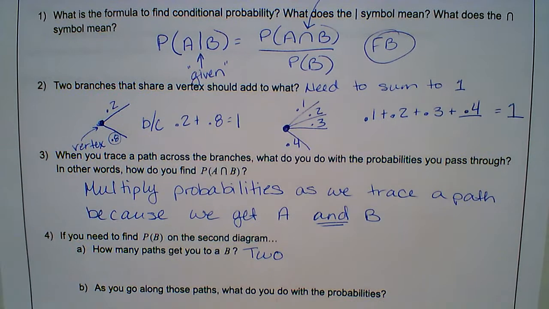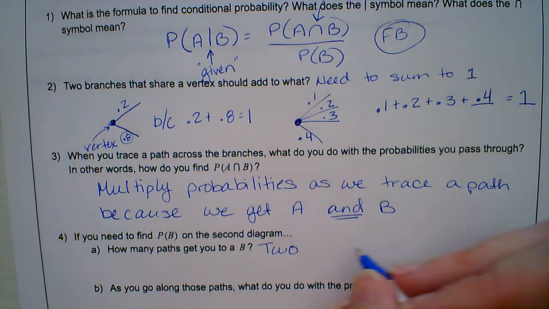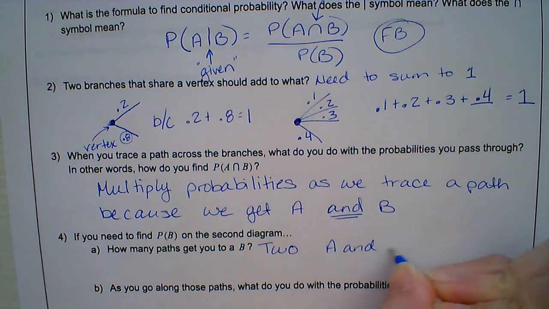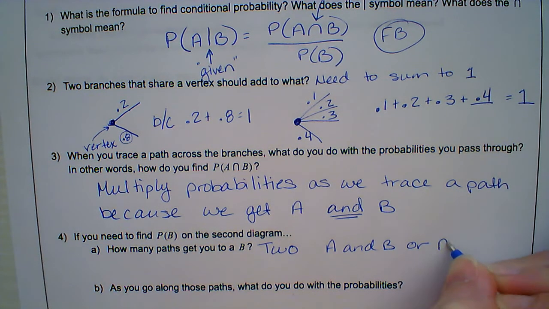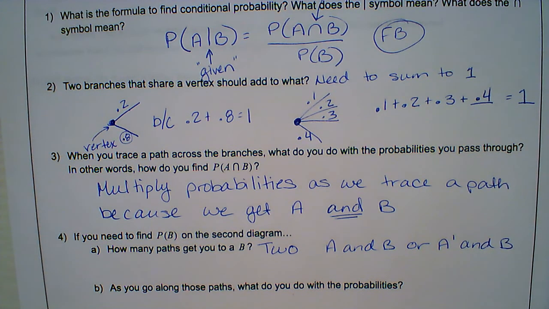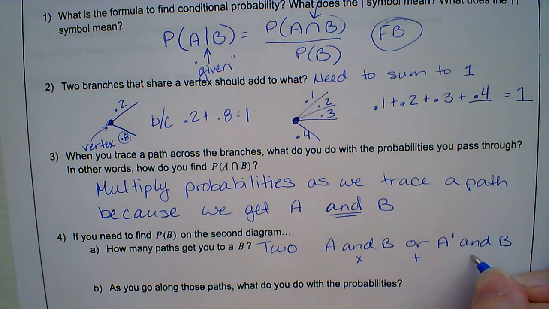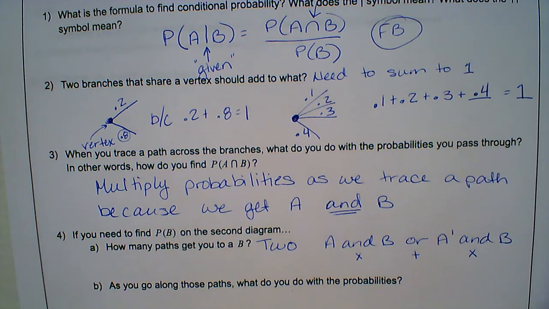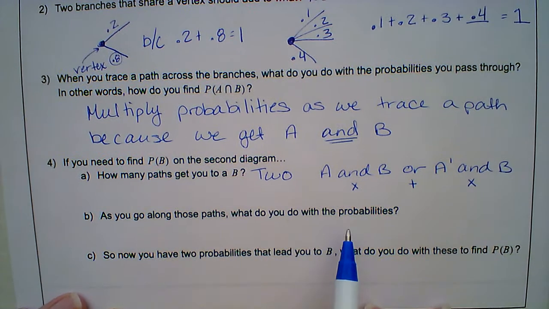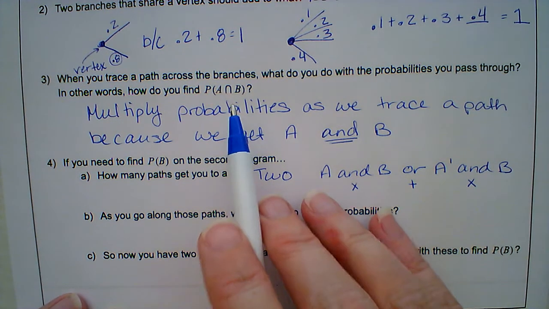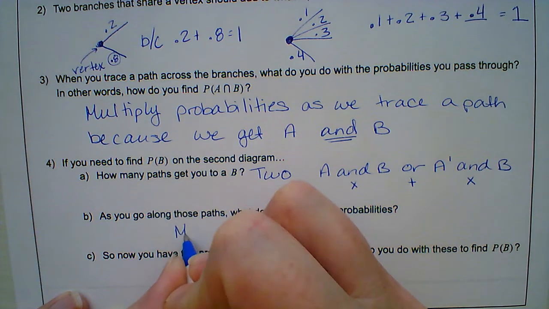Now, did you hear what I just said there? We can have A and B, or not A and B. And if you can set it up and write it like that, now the math is going to work for you, because remember, and becomes multiply, or becomes add. So as you go along these paths, what do we do with the probabilities? Well, we just set up here in number 3, we're going to multiply them.